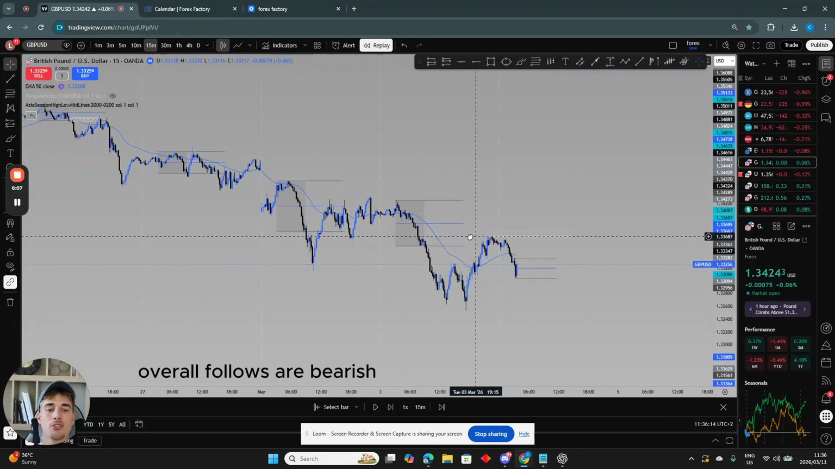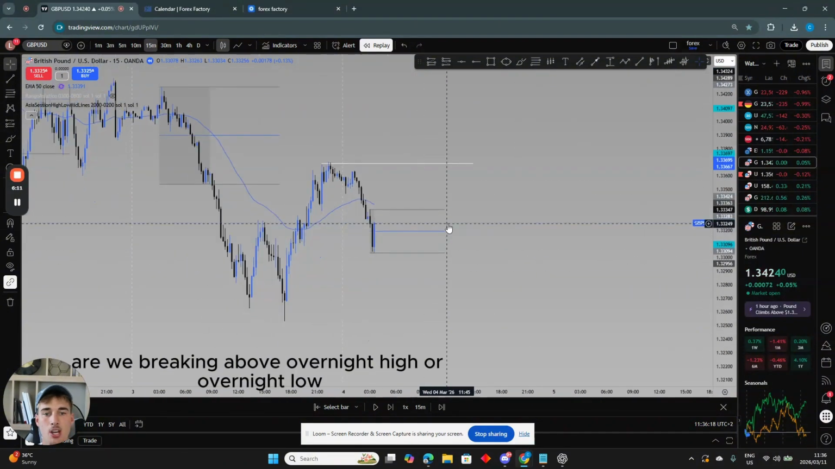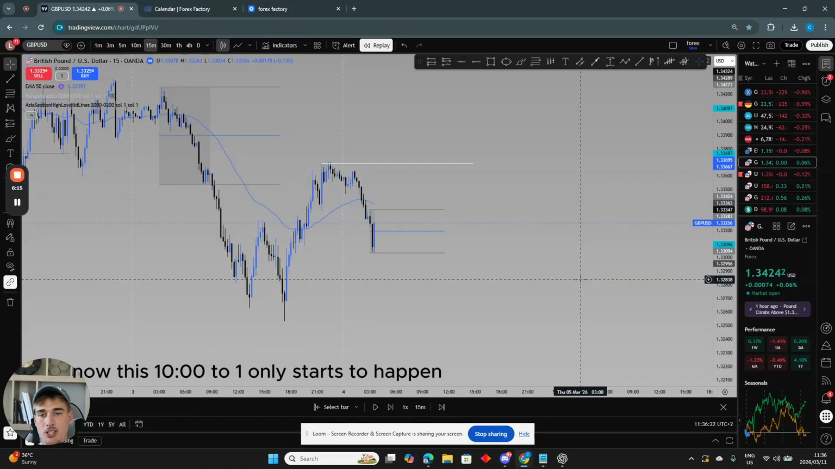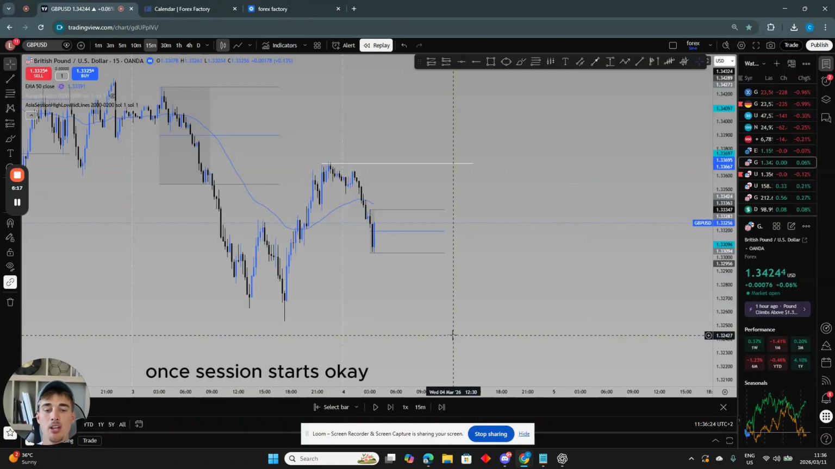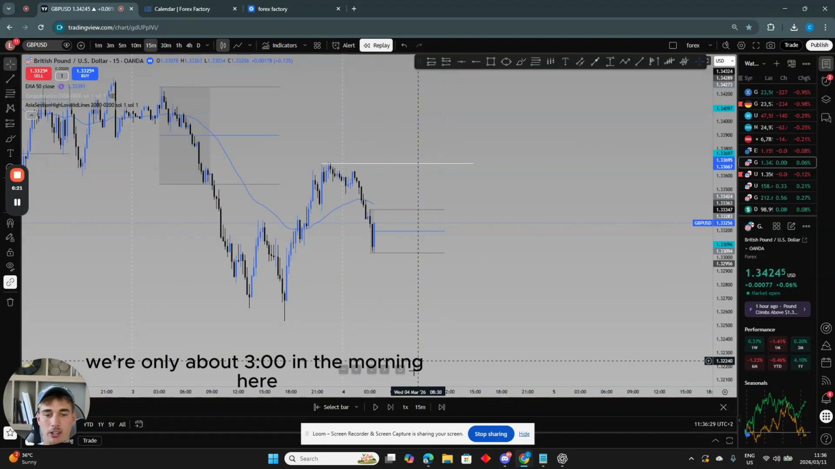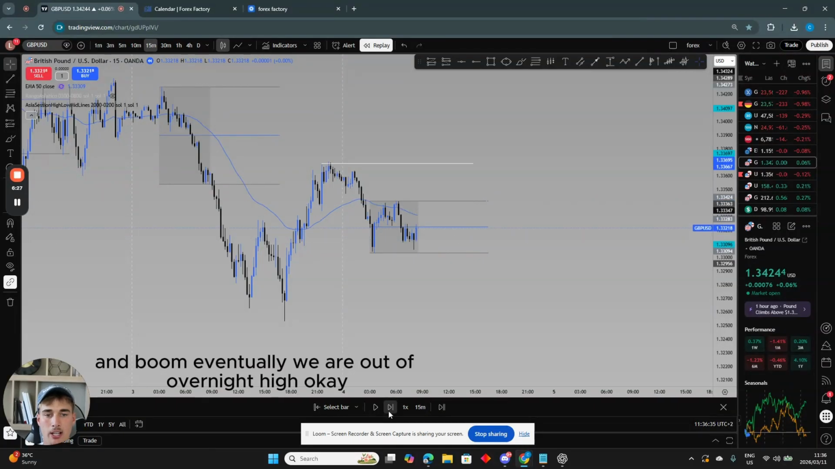Overall flows are bearish. The next thing I want to look at is, are we breaking above overnight high or overnight low? Now this only starts to happen once the session starts. So we can clearly see we're only about 3 o'clock in the morning here. Let's wait for the trade to develop a little bit further here. And boom, eventually we are out of overnight high.